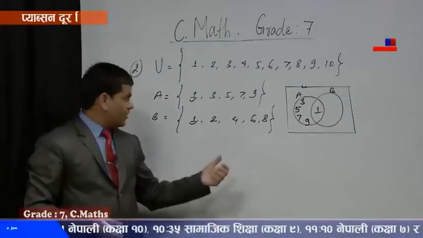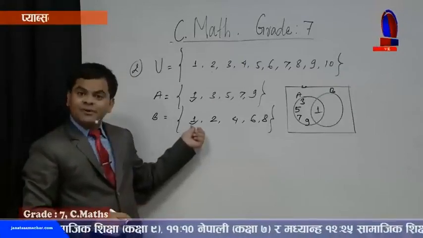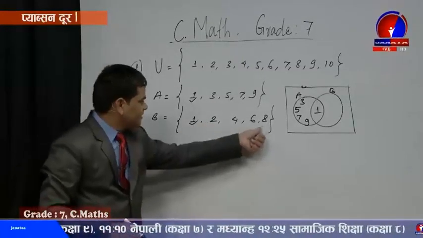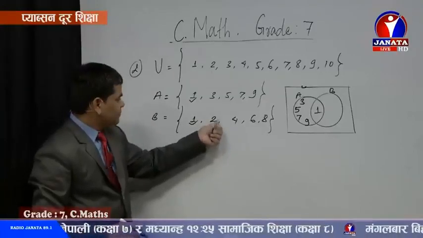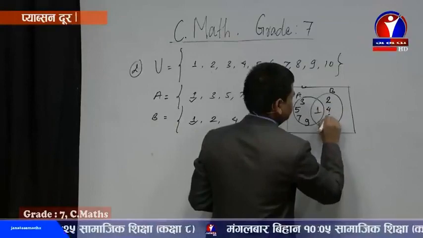Now is the turn of set B. 1 we have already kept. Now the remaining are 2, 4, 6, 8. 2, 4, 6, 8.